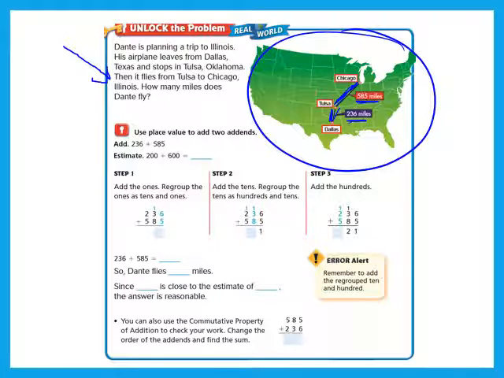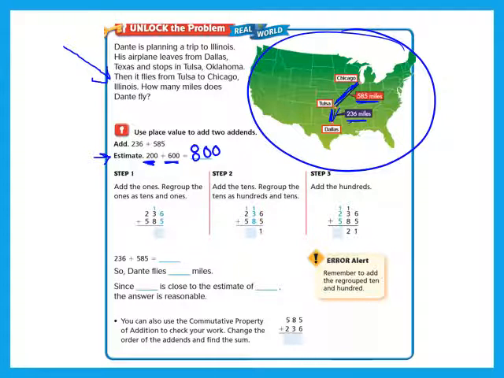To start, I'm going to estimate. So they have rounded 236 to the nearest 100, and that would be 200. And then when they round 585 to the nearest 100, that would be 600. So we're just practicing there some of the skills we learned in lesson 2 and 3 of this chapter. Now that I have rounded my numbers, I can go ahead and add 200 plus 600, that equals 800. So we're going to write 800 on the line here. And now we can actually jump into the exact numbers and adding those two addends.